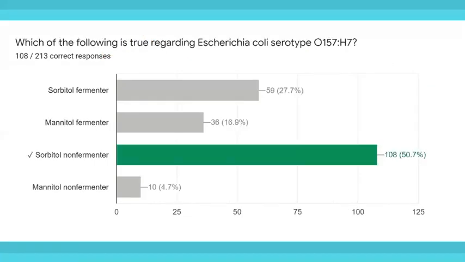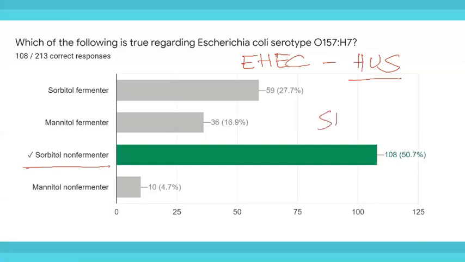Which of the following is true regarding Escherichia coli serotype O157:H7? So this E. coli serotype O157:H7 is actually EHEC, or enterohemorrhagic E. coli. This is a known cause of hemolytic uremic syndrome, which is associated with eating hamburgers which have not been properly cooked. Now, one particular characteristic of E. coli O157:H7 that we use to identify the serotype is that it is not able to ferment sorbitol. This is actually the principle behind the SMAC plate. SMAC is sorbitol MacConkey. In sorbitol MacConkey, the sugar present is sorbitol. If you grow E. coli O157:H7 on SMAC, there would be no fermentation, so there would be no color change among the colonies. Again, O157:H7 is a non-fermenter of sorbitol.